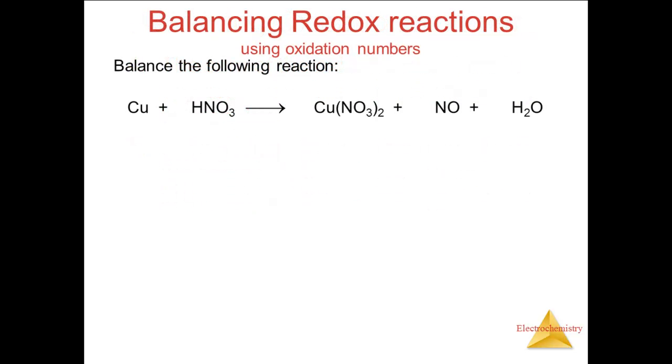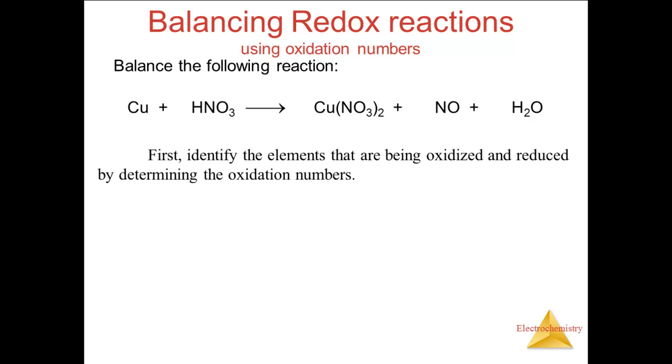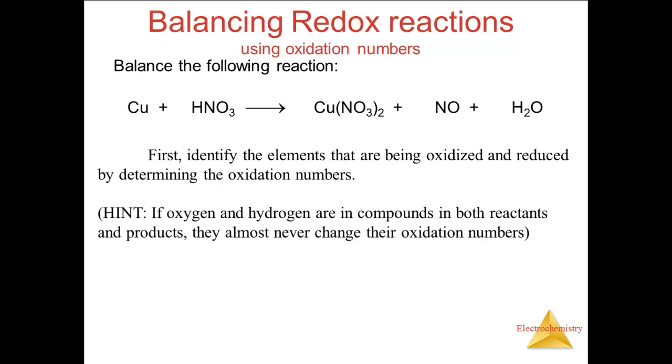Let's try to balance this equation using oxidation numbers. First, let's identify the elements that are changing oxidation numbers. Here's a hint. Most of the time, if oxygen and hydrogen only appear in compounds in the reactants and products, then their oxidation numbers do not change. So let's focus on the other elements.